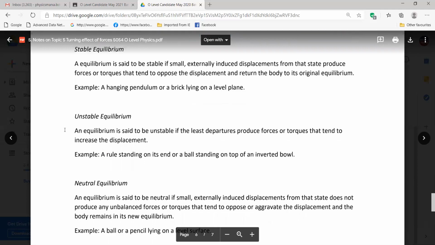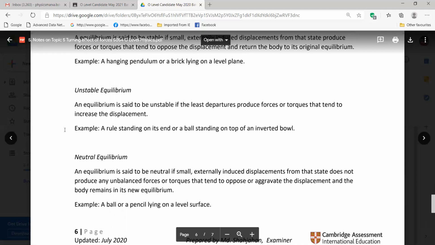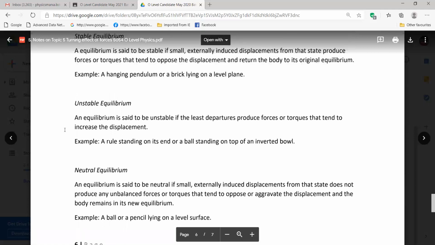Now neutral equilibrium. Can you read? An equilibrium is said to be neutral if small externally induced displacements from that state do not produce any unbalanced forces or torques that tend to oppose or aggravate the displacement, and the body remains in its new equilibrium. Example, a pencil lying on a level surface. So if you keep this one, they are saying the body remains in its new equilibrium, right? Yes.